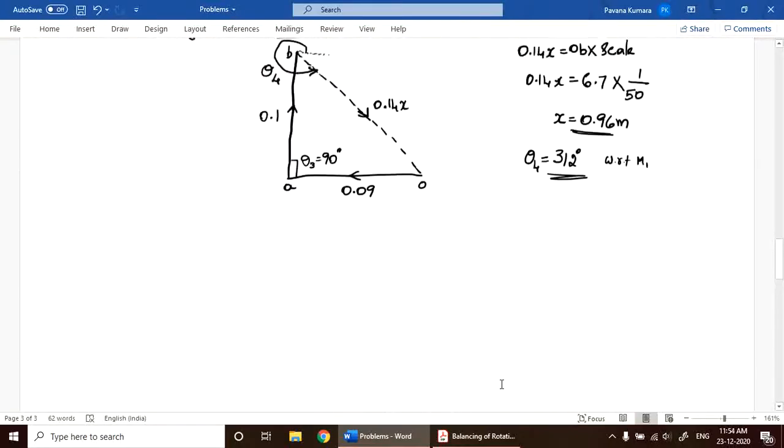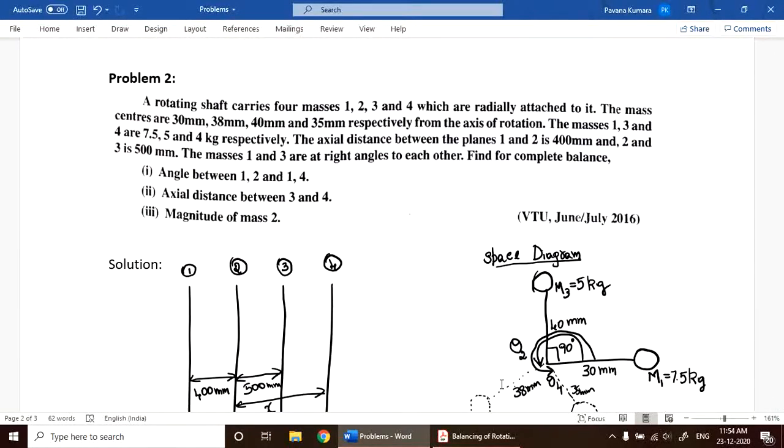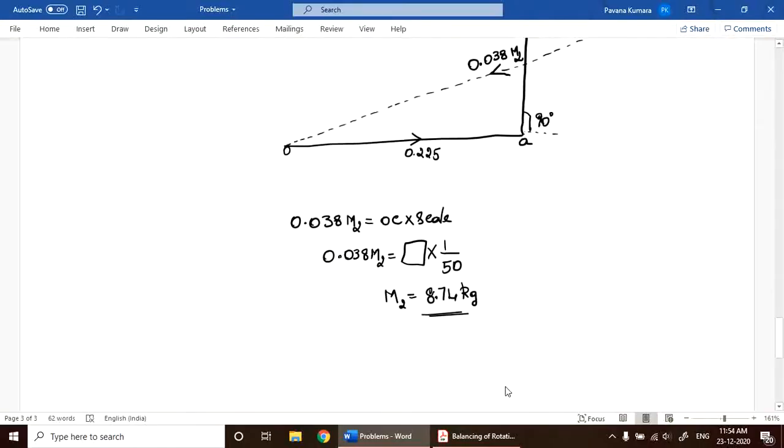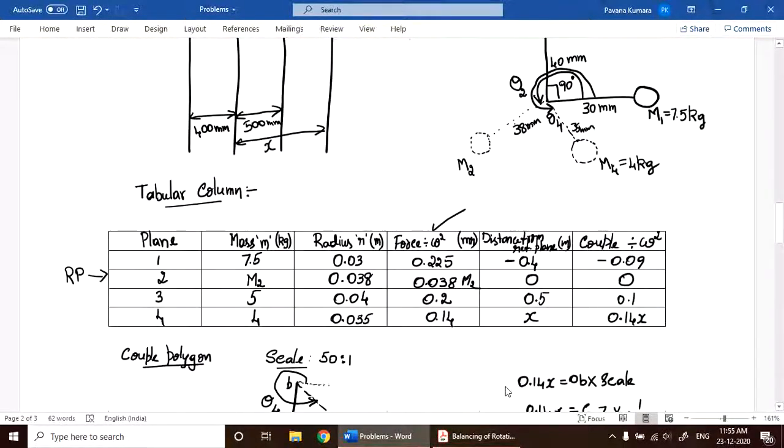So M2 we calculated. Now if you see the question, the magnitude of mass M2 is calculated, the axial distance x value is calculated, and the angle between 1 and 4 is calculated. The angle between 1 and 2 we need to calculate. So we'll just measure the angle with respect to horizontal. At this end, where this line started, draw a horizontal line. With respect to this horizontal line, use your protractor and measure the value of theta 2. Whatever answer you get is the angle of the mass. I think you will get around 196.5 degrees. So this is the solution for this particular problem. This completes this problem. Clear?